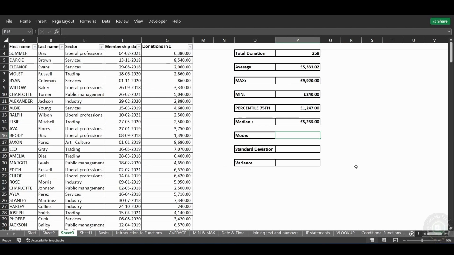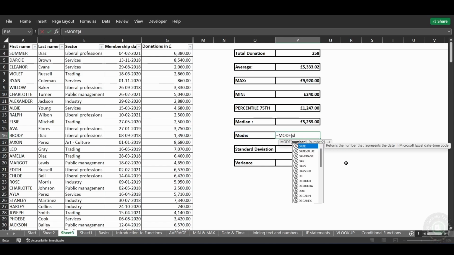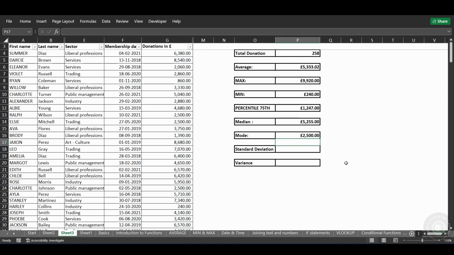Now we will look at the mode. Obviously we have studied this in school. Mode is the number that has occurred more times in this list. If there is a number that occurred more than any other number, that will come as the mode. So we will do the mode function. So 2,500 pounds has been repeated in this list of donations. That's the reason we have got it as the mode.